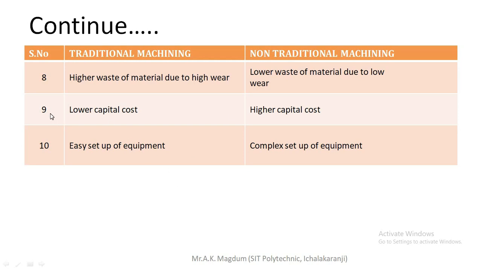Next one is, the advantage of traditional machining is what? Lower capital cost. But the drawback of non-traditional machining is what? Higher capital cost. That is the important comparison between these two, traditional and non-traditional. The last one is easy setup of equipment versus complex setup of equipment. That is the important advantage of traditional machining, and this one is the drawback of non-traditional machining. So this much is the difference between traditional and non-traditional.